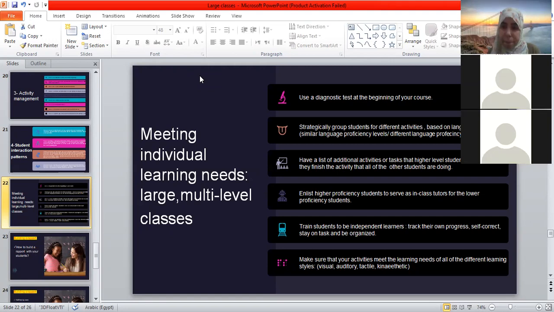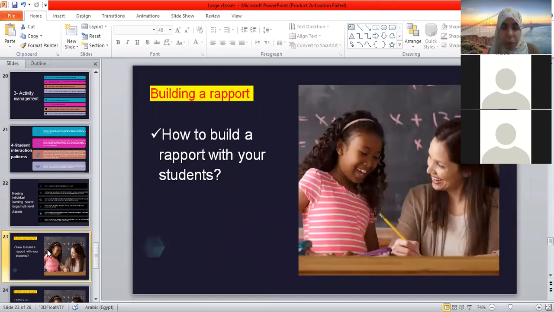No. Okay, so this is the secondary. We have a question, okay. And now we will talk about a very important point, which is a magic point, in fact, in managing large classes, which is rapport. How to build a rapport with your students in large classes. I think it's very important. It's magic. Building a rapport with my students is really helpful.